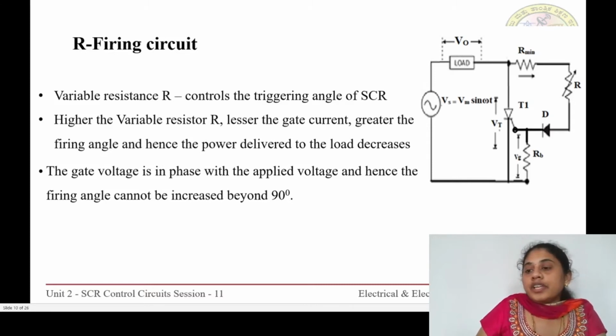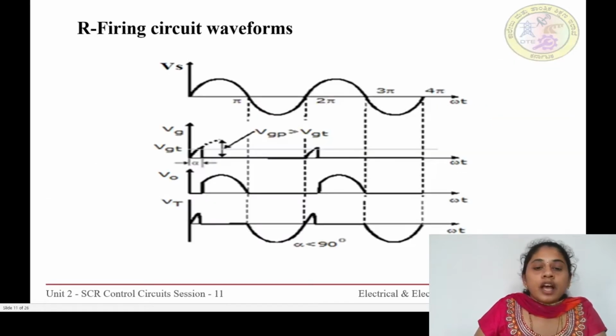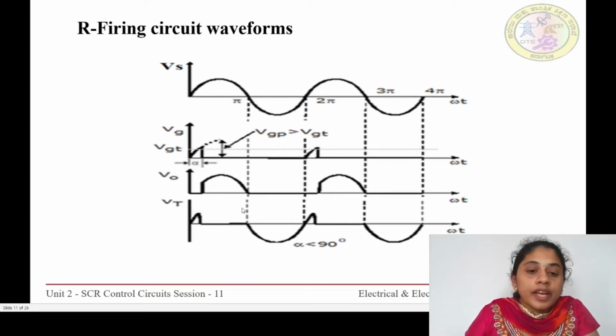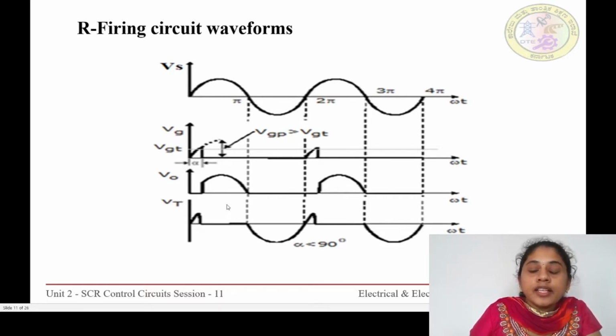With reduction in this value, the gate current increases and hence the firing angle reduces and the power delivered to the load increases. You can observe here, if the firing angle reduces, then power delivered to the load increases. If the firing angle increases, the power delivered to the load decreases. And also you can observe that the gate voltage is in phase with the supply voltage. Hence the firing angle cannot go beyond 90 degrees. This is the main limitation of our firing circuit.